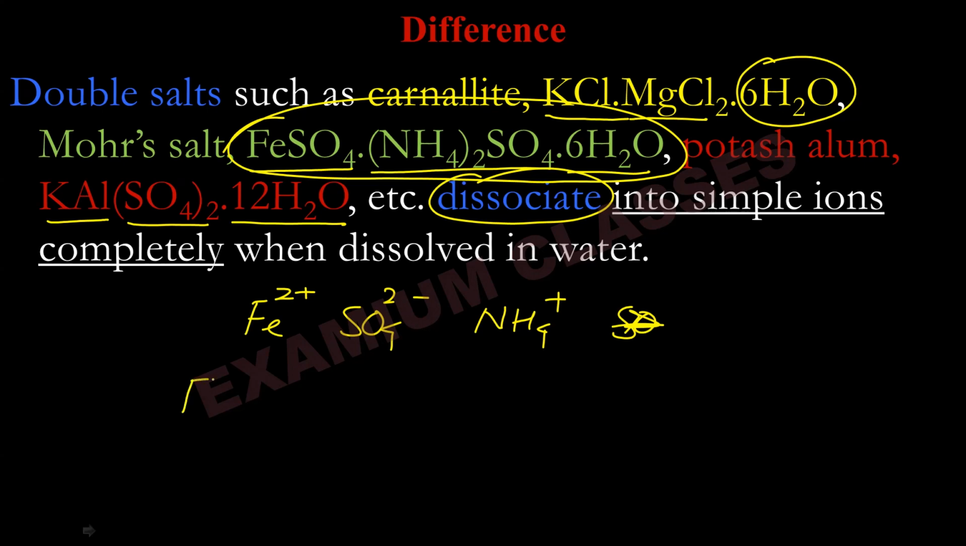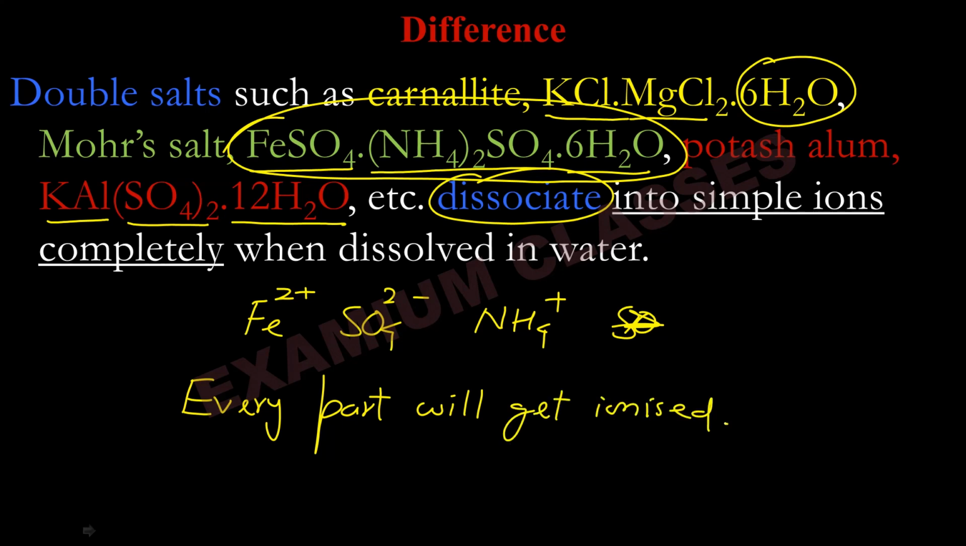So every part will get ionized in case of double salts, even though they look like coordination compounds. They look like coordination compounds, but there is a huge difference.